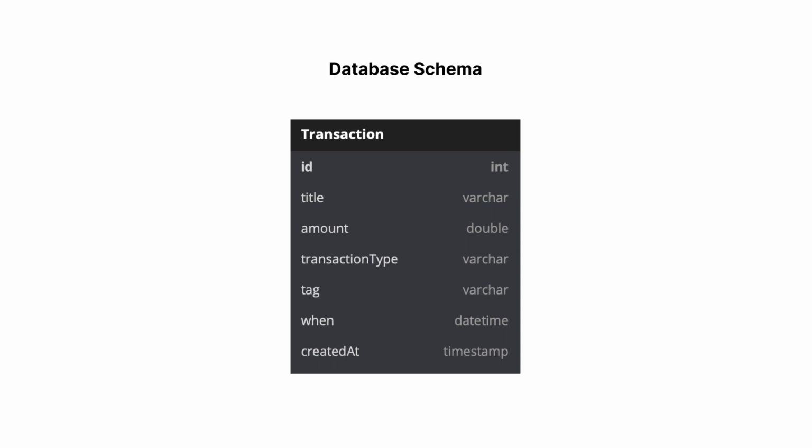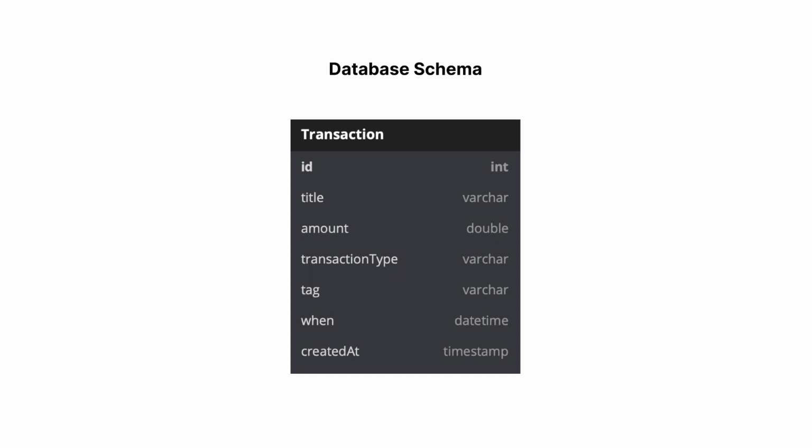So this is a database schema. So these are all the values which we are going to collect for each transaction. We are having the ID which acts as a primary key, and we are also having the title, amount, and transaction type, whether an income or expense, and we are also having the tag. It basically denotes the category, and having the when, which is basically a date and time, and also having the created at, which is basically a timestamp of when each transaction has been created.